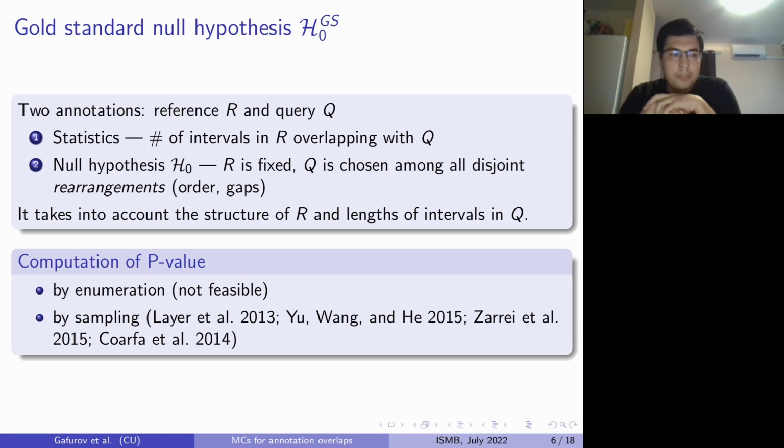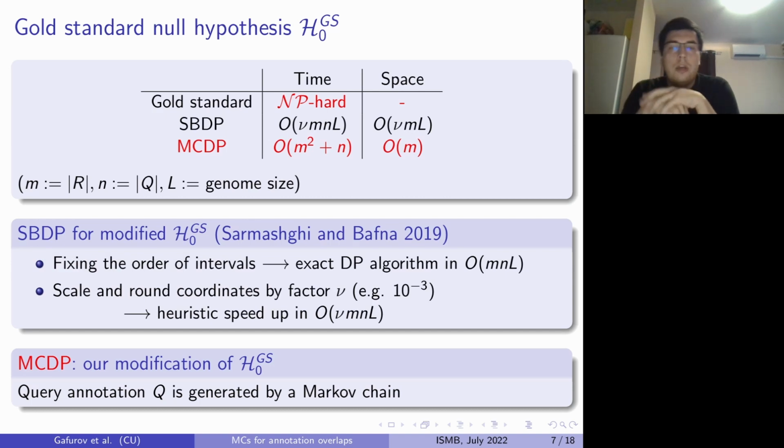However, the problem is with the computation of the p-value, because the direct enumeration of all rearrangements is not feasible since there is an exponentially big number of them. So most of the solutions rely on sampling, where they sample random annotations and count how many times the sampled statistic is more extreme than the observed one. Our first result is that computing the p-value under that gold standard with rearrangements is indeed NP-hard. So that explains why there are no efficient solutions for that. And at the same time, this motivates the modification of the gold standard in order to achieve a feasible algorithm.